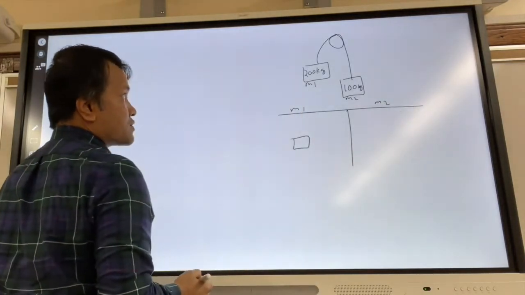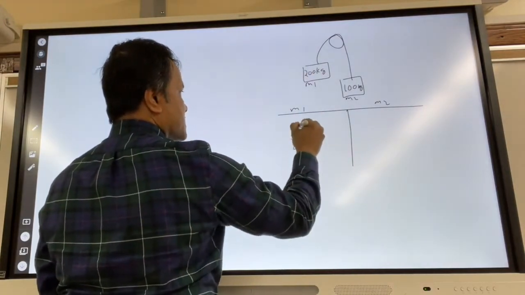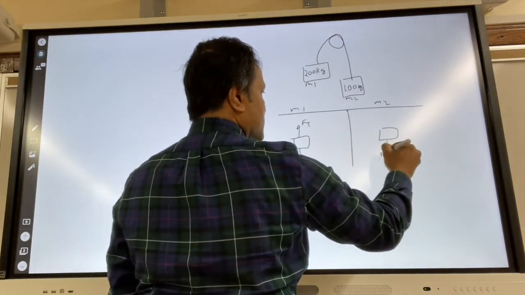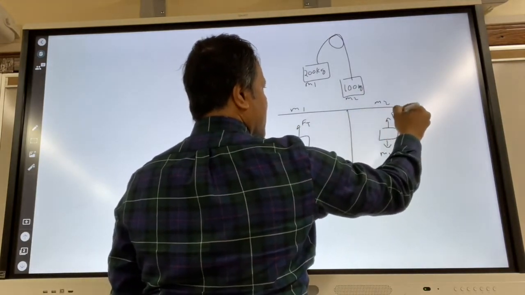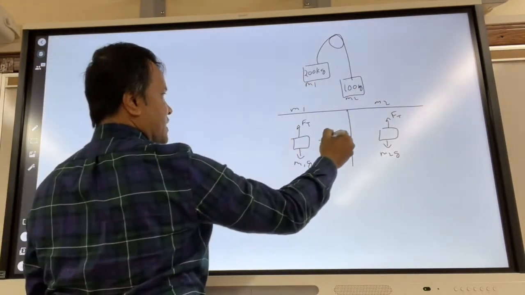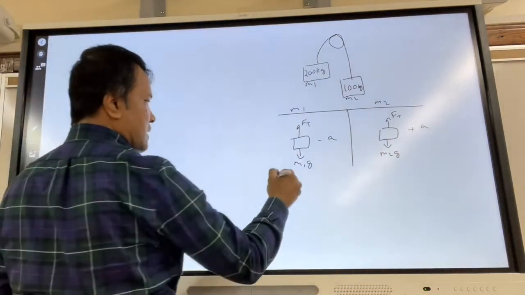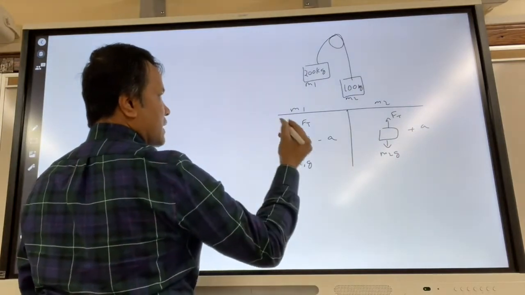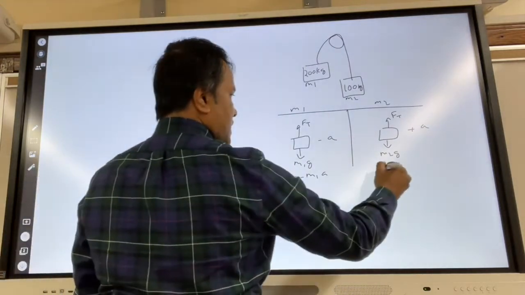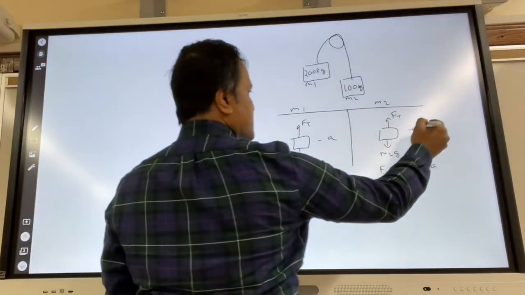What forces are acting on this one? So this is m1g and this is Fg. And this one over here, this is m2g and this is Fg. Let's make no mistake that this is heavier than this one. So this one is negative acceleration, this one is positive acceleration. Now we're going to write Newton's second law, F equal to m1a, but make no mistake, this is negative. F equal to m2a, and this is positive.